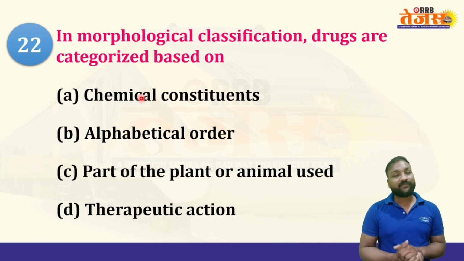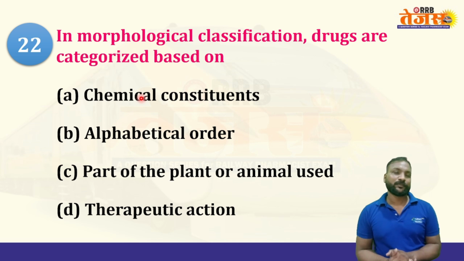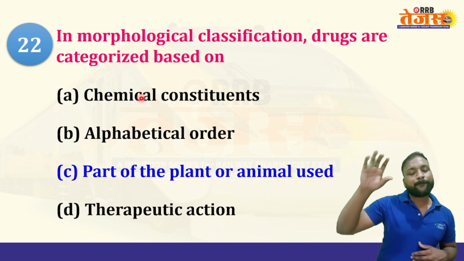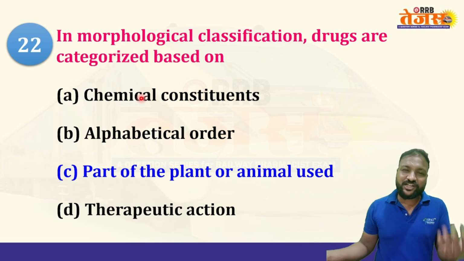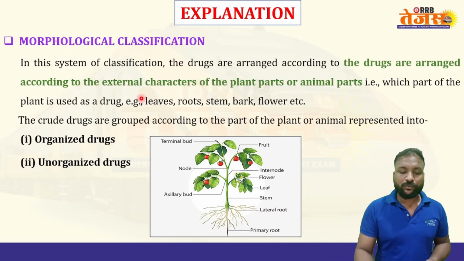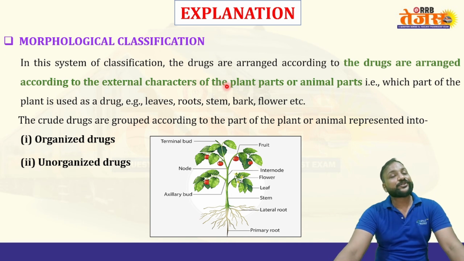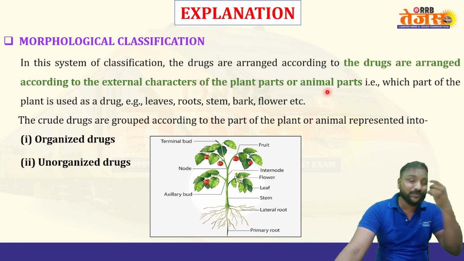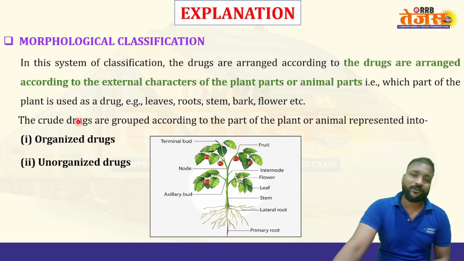Option A, option B alphabetical order, option C part of the plant or animal used, option D therapeutic action. Let's see the right option here. Option C is correct because of gross morphology: which part it is, which color it is, which texture it is. Morphological classification refers to the external characteristics of a plant part or animal part, whether it is organized or unorganized. So morphological classification is based on the plant part, because gross morphology is nothing but external features.